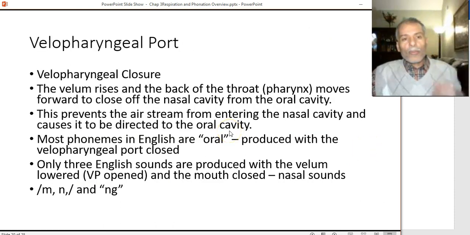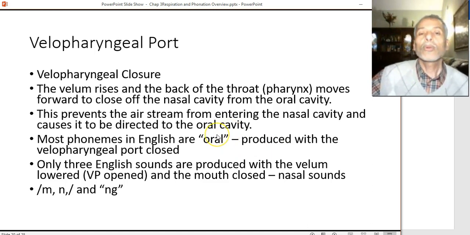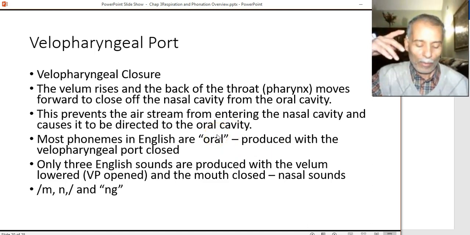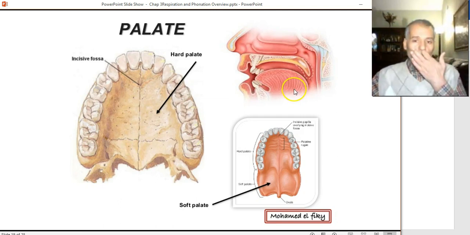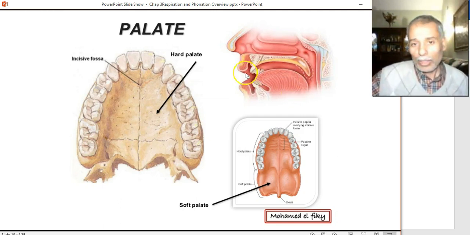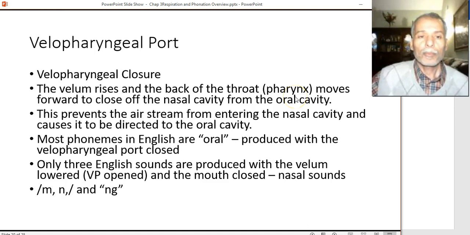So the velopharyngeal port closes when you say all sounds in English except for the three nasal sounds, and then the other 40 sounds are all produced in the vocal tract using the oral cavity.